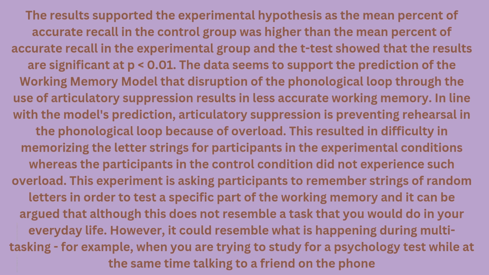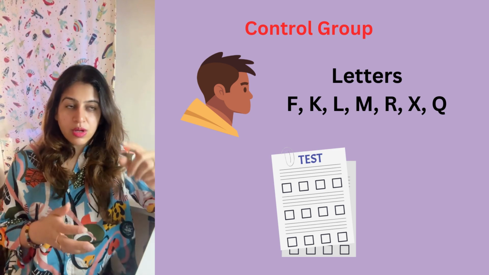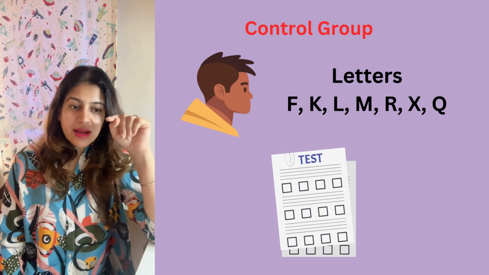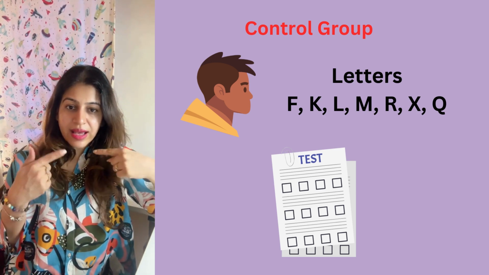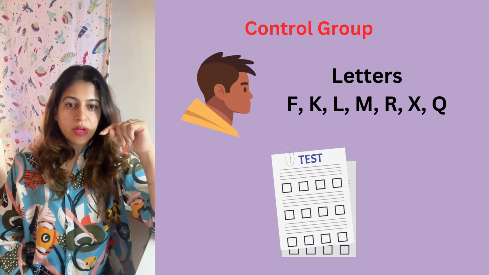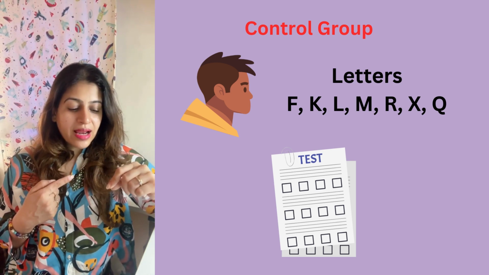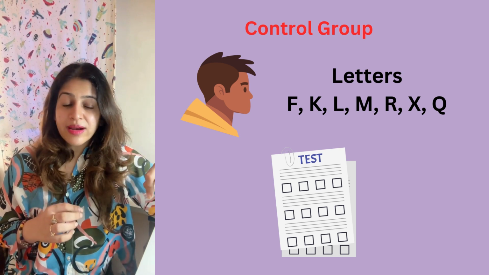For example, when you're trying to study for a psychology test while at the same time talking to a friend on the phone. So I hope you understood this experiment. It clearly supports the working memory model. When the control group was given just one list to learn, while they are seeing the letters, they are rehearsing in their mind X, L, M, R, Q, W, and then when they have to write, it is still rehearsing. The voice is going inside them, L, M, X, R, Q, W. So this is what they are writing, right?